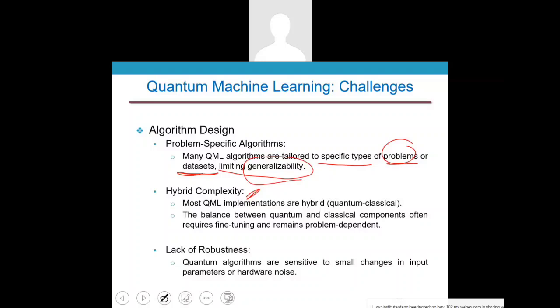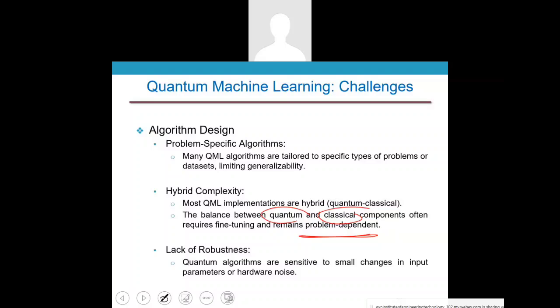A hybrid kind of model is developed. What is a hybrid? A quantum-classical hybrid combination. Most quantum machine learning algorithm implementations are the hybrid kind, so you need the hybrid. You can develop an efficient one. The balance between the quantum and classical components often requires fine-tuning and remains problem dependent. So balance both the parameters, then design algorithms by balancing that.